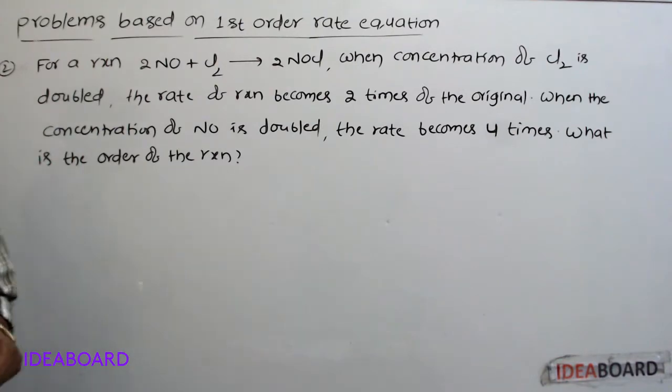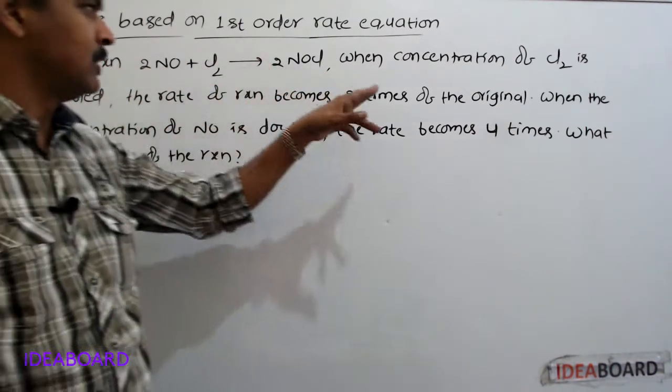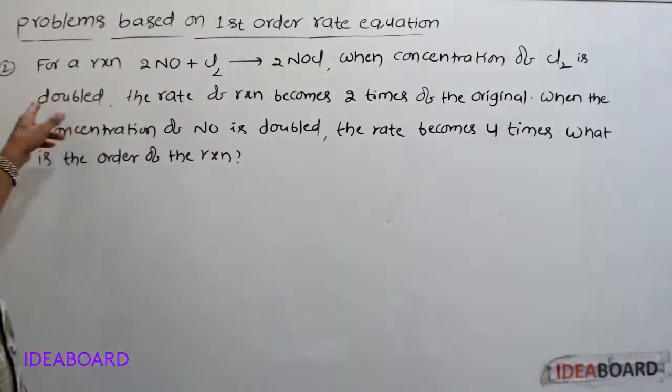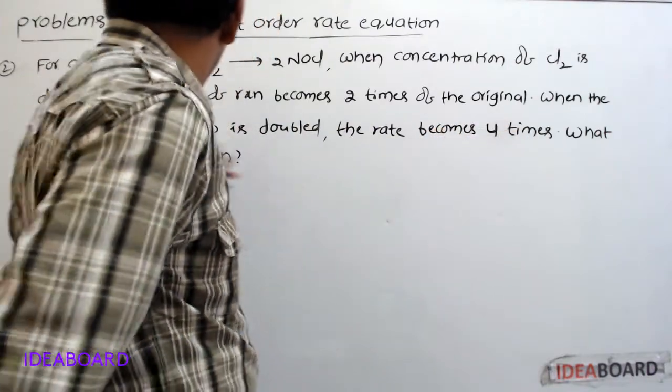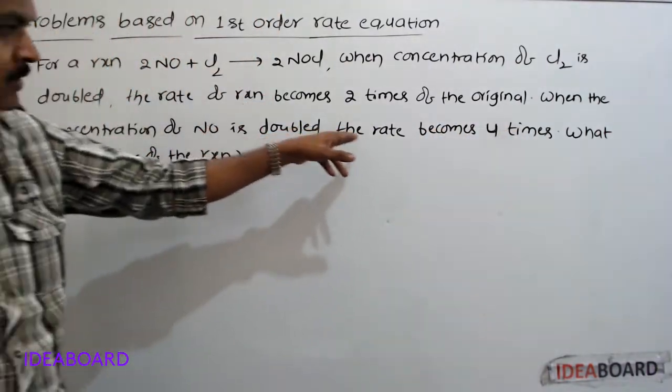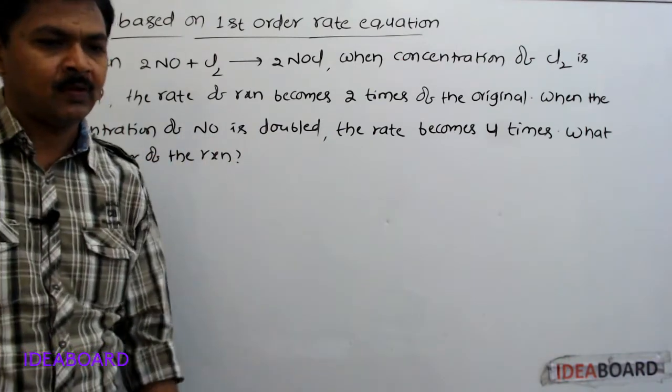Next problem. For a reaction 2NO plus Cl2 gives NOCl. When the concentration of chlorine is doubled, the rate of reaction becomes 2 times the original. When the concentration of NO is doubled, the rate becomes 4 times. What is the order of the reaction?